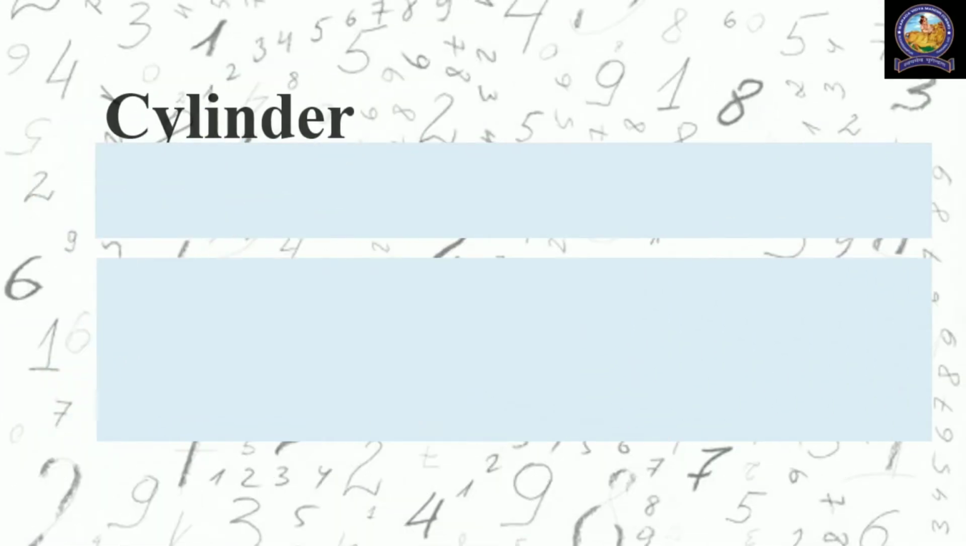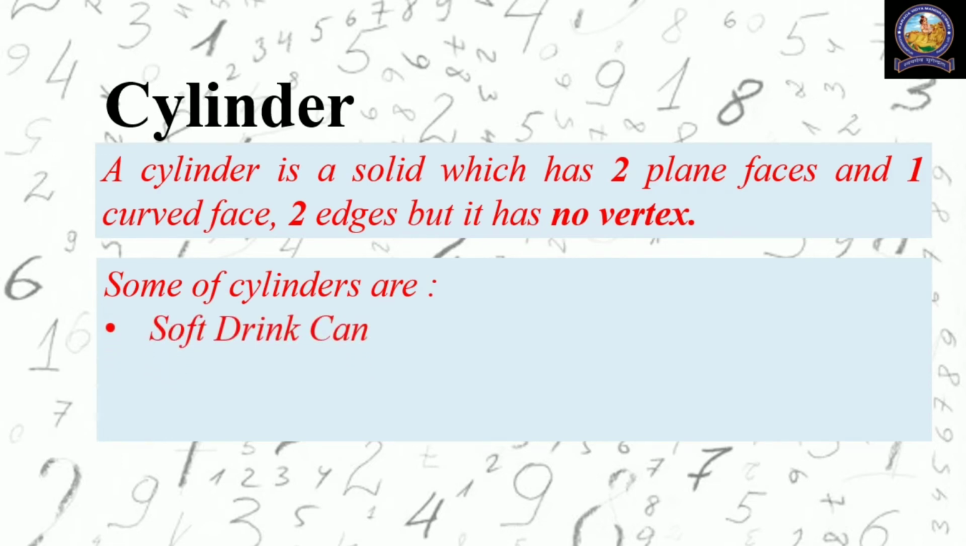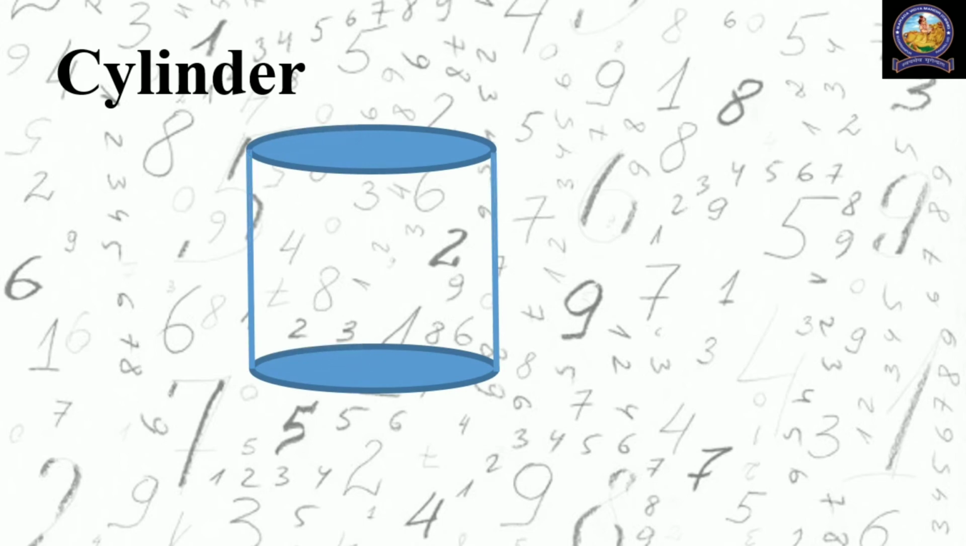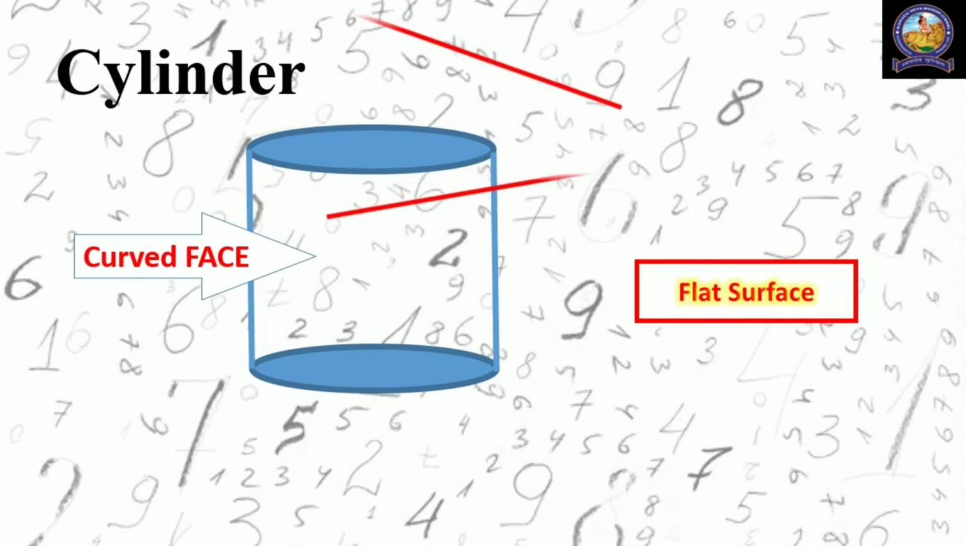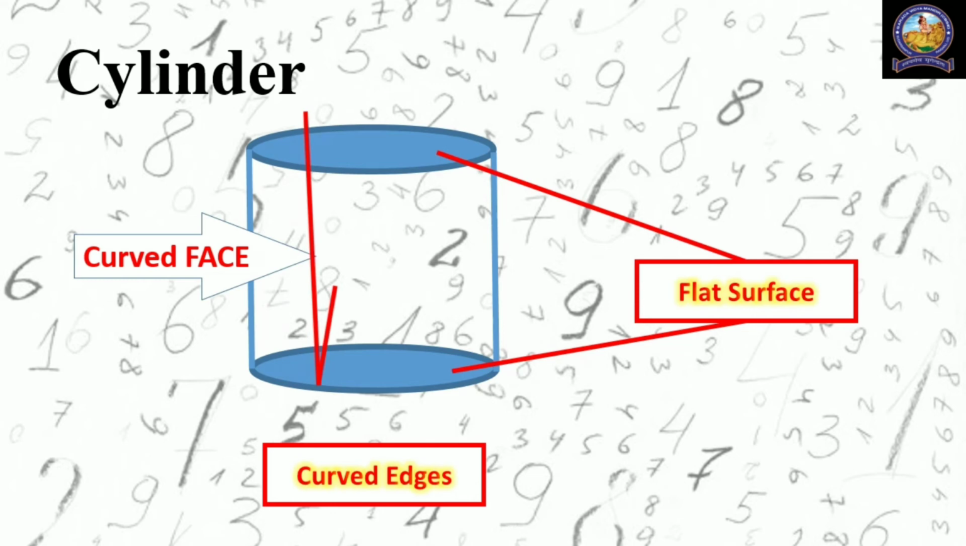Now, cylinder. A cylinder is a solid which has 2 plane faces and 1 curved face, 2 edges, but it has no vertex. Some examples of cylinders are soft drink can, post box, paint can, etc. Here is a diagram of a cylinder. This is the curved face. There are 2 flat surfaces and there are 2 curved edges.